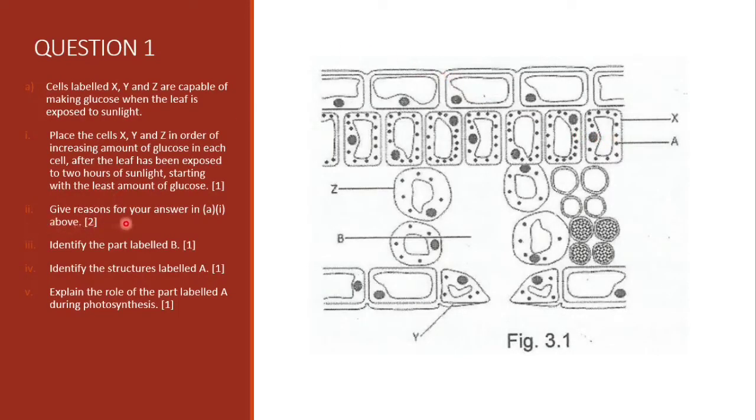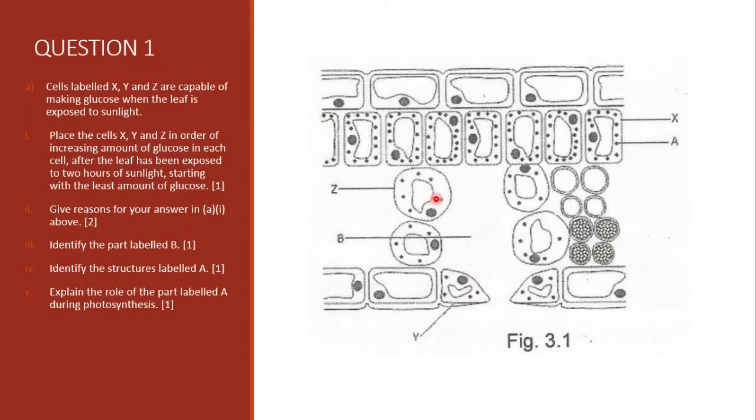Now, give reasons for your answer in A number 1 above. Why? Looking at this cell which is X, it is the one that is near to the surface of this leaf. So obviously it's going to absorb more light energy than these cells. This cell is at the bottom of the leaf, but this cell is at the top, near to the surface, so it is going to be exposed to more sunlight energy than this cell and this cell. That's the reason.